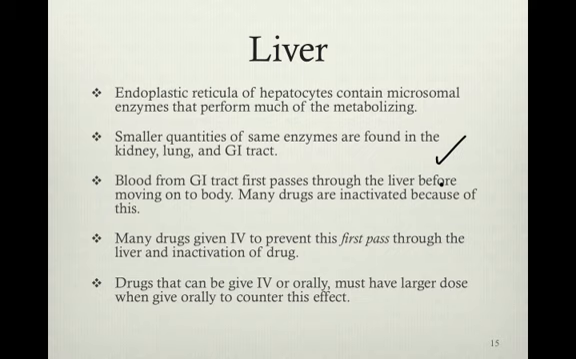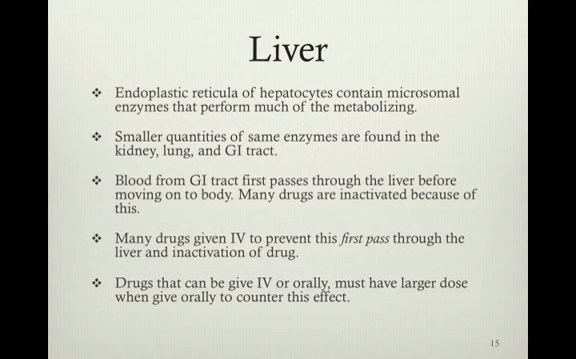The liver. Endoplasmic reticulum of the actual hepatocytes contains microsomal enzymes that perform much of the metabolizing. Smaller quantities of the same enzyme are found in the kidneys, lung, and GI tract. Blood from the GI tract first passes through the liver before moving to the body, and this would be through the portal circulation system. Many drugs are inactivated because of this.